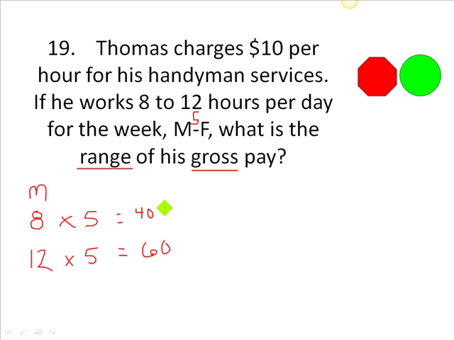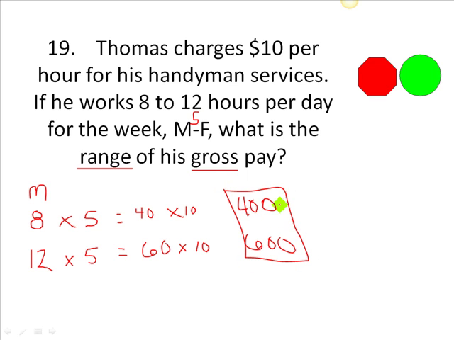Okay, but he's making $10 an hour. So making $10 an hour here, and he doesn't get any overtime with his handyman service. He just gets a straight $10 an hour. So 40 times 10, that's 400. And 60 times 10, that's 600. So he's making somewhere between 400 and 600. So the range is 400 to 600, or that's about a $200 range that he makes. So that's either 400 to 600, least to most, or the difference is $200.